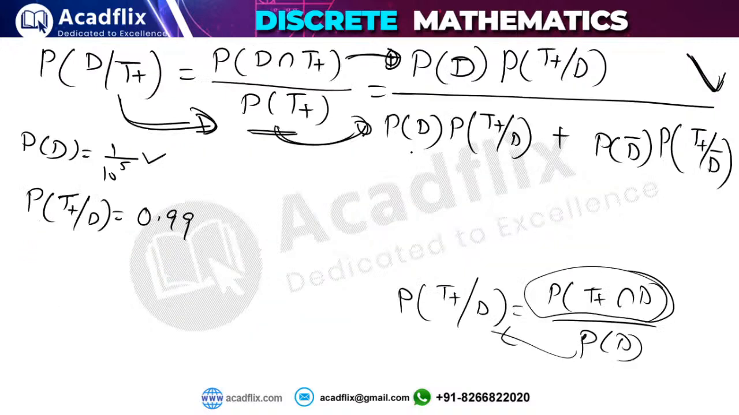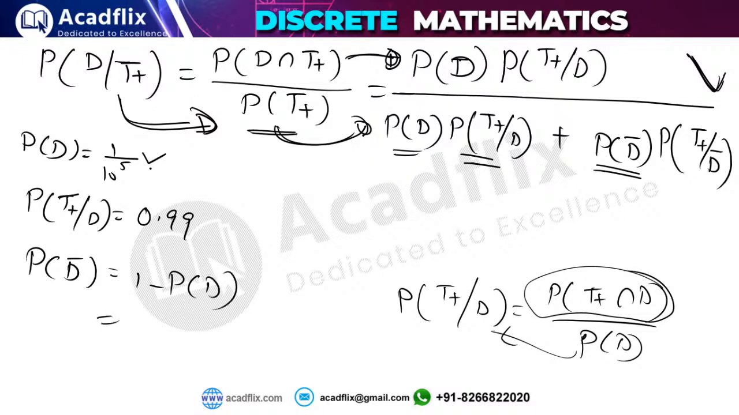Now let's try to find the rest. So this we have already found. This we have already found. What is D bar? Probability of D bar is nothing but 1 minus probability of D. Probability of D we already know. So 1 minus 1 divided by 10 to the power 5. So we found this also.